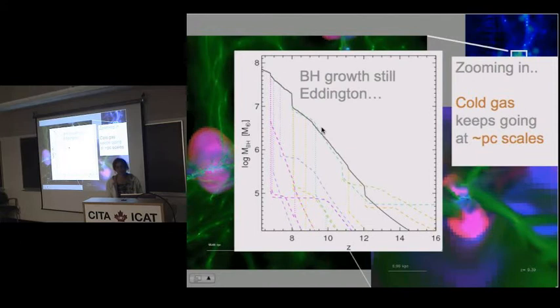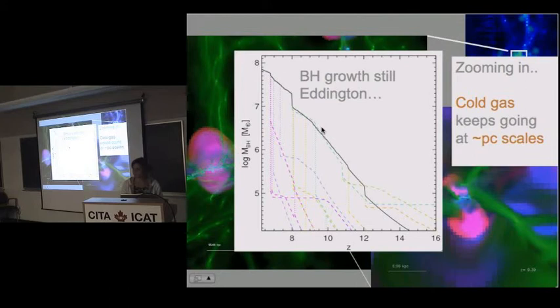So for now, this is still holding up, but the jury is still out. Maybe this is going to just quench and something is going to happen. We don't know, right? So these high resolution runs, of course, are going to provide a better view of what's happening to the gas at the smaller scales, and therefore a better picture of what happens to the black hole at the center.